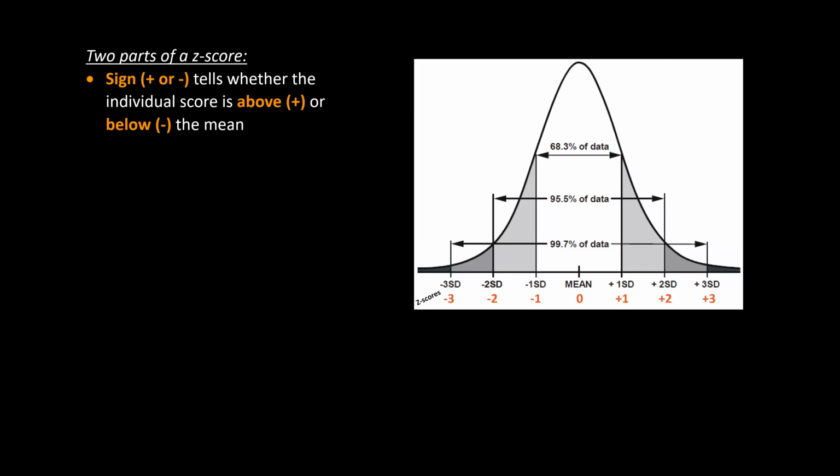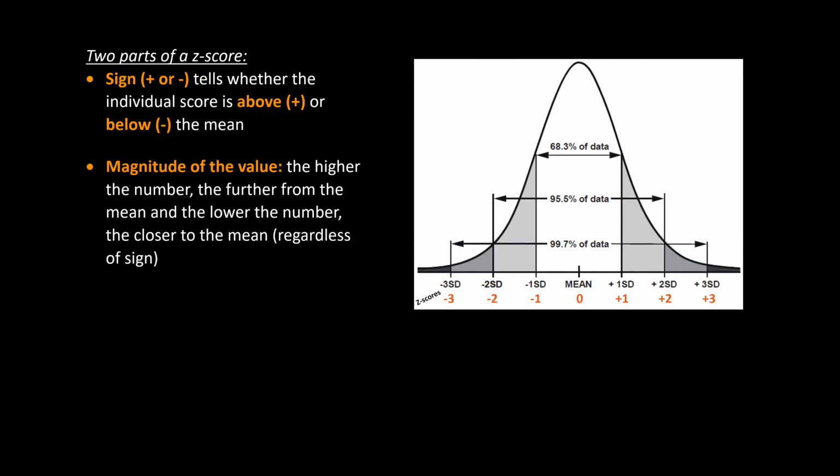So there are two parts of a z-score. First is the sign. So when you calculate a z-score, the number that you get is either going to be positive or negative. And whether or not the number is positive or negative tells you whether or not the score is above or below the mean. If the score is positive, that means it's above the mean. If the z-score is negative, that means the score is below the mean.